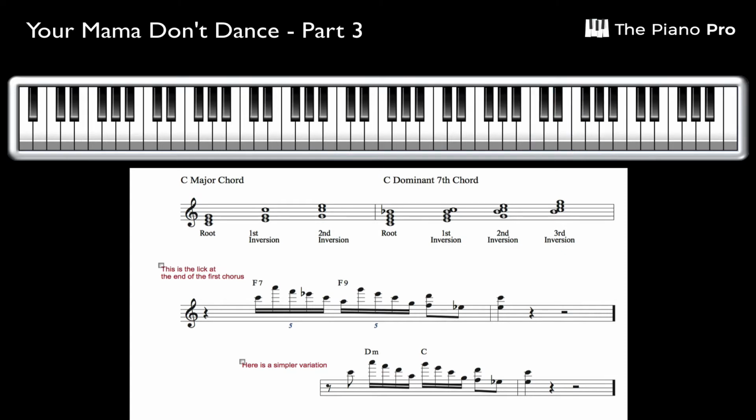All right, so the lick is going to start with this second inversion F seventh chord, only we're going to break it up. So we're going to start at the bottom, C, and then we're going to come to the top and come back down to the bottom. C, A, F, E flat, C.